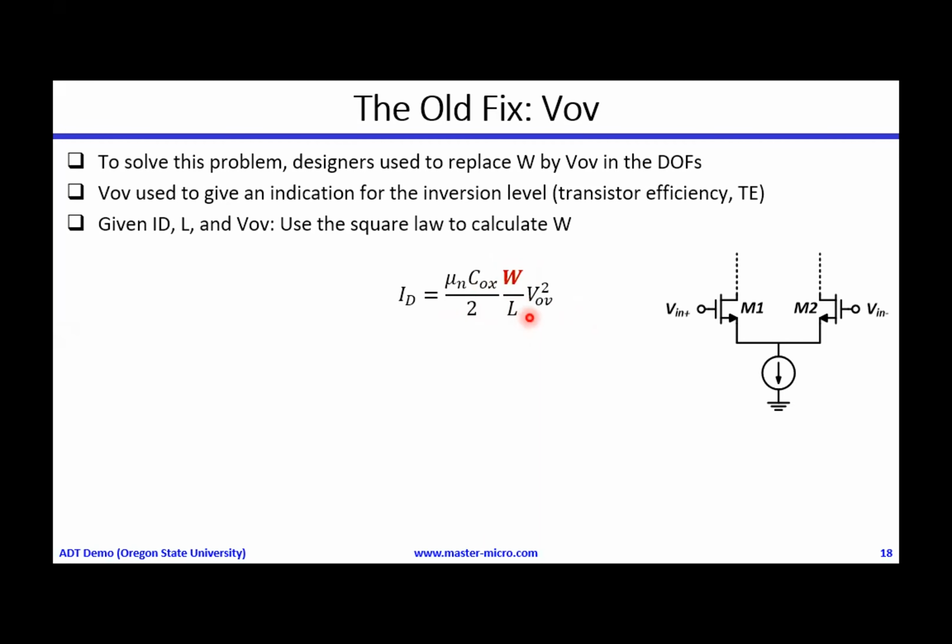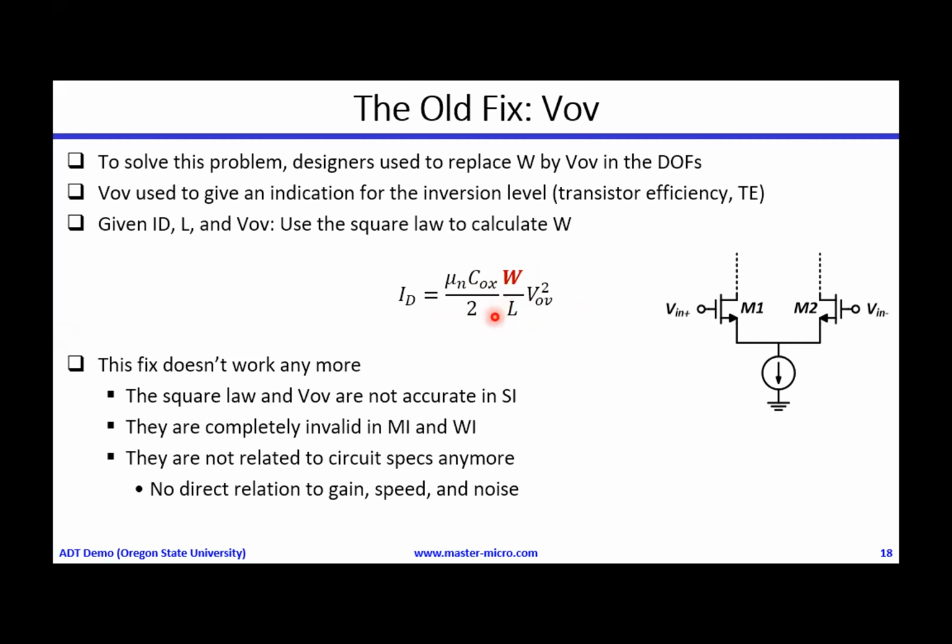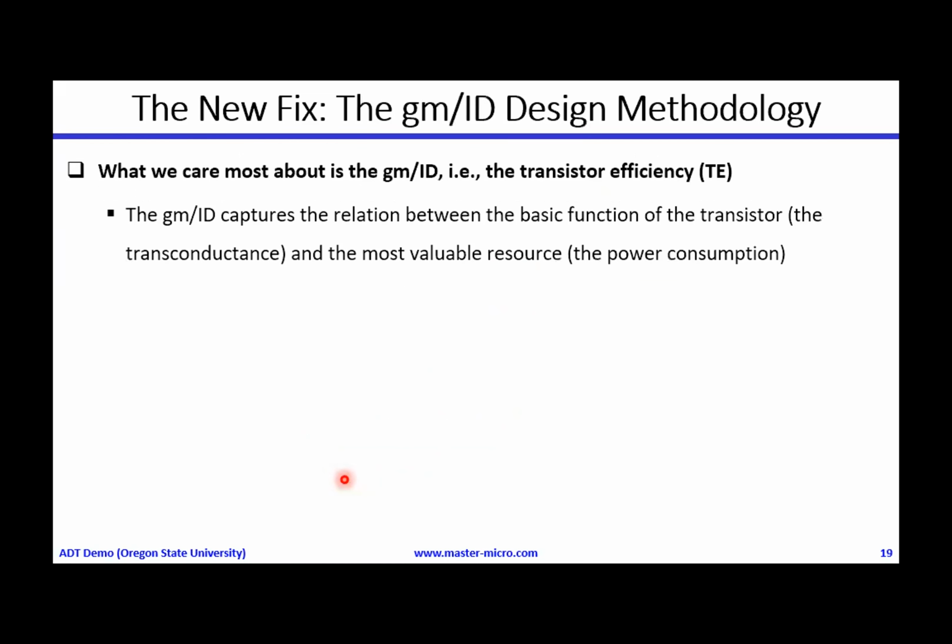This nice fix that was used in the good old days is not valid anymore. Why? Because this simple quadratic law is not accurate in strong inversion, and it is completely meaningless and invalid if you work in moderate and weak inversion. And the overdrive voltage is nowadays a meaningless parameter, and it is not related to the circuit specs like gain, speed, and noise. So we are left without a solution, but the new fix that can help us fix this problem is the gm/ID design methodology.